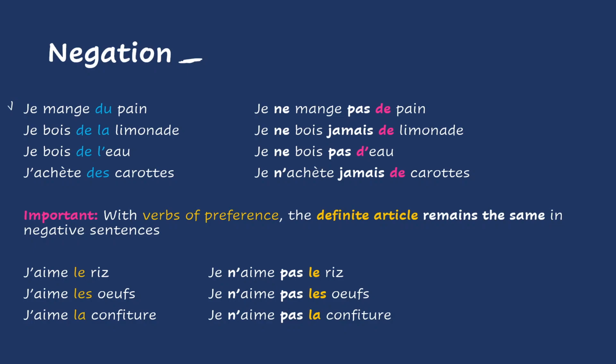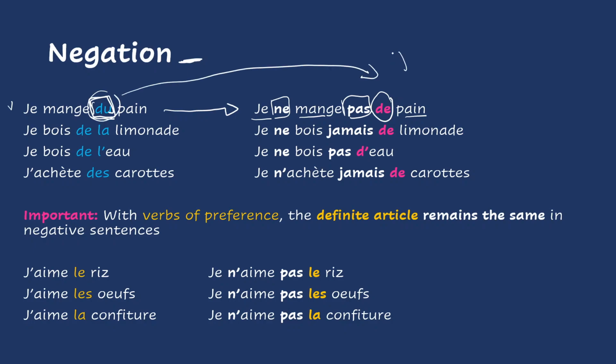So let's say you say je mange du pain and you want to make that sentence negative. So here you are using a partitive article. If you make this sentence negative, you are going to say je ne mange pas de pain. So the partitive article becomes de. That is very important. It becomes de in negative sentences.